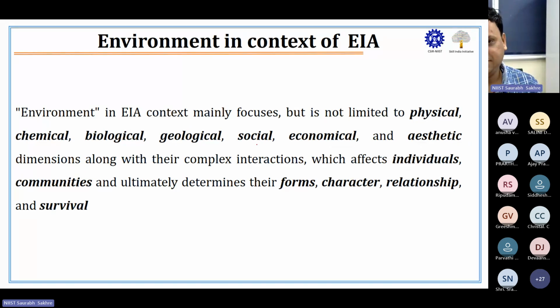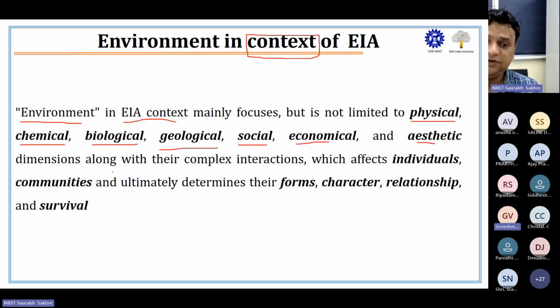Now, when we say environment, first we need to understand that in EIA, the context of environment is different. In general terms, whatever surrounds us is our environment, right? But when I'm doing EIA, I should focus on certain components of the environment which I'll include in my EIA report. Environment in the EIA context mainly focuses on, but is not limited to, the physical, chemical, biological, geological, social, economic and aesthetic dimensions, along with their complex interactions which affect individuals and communities, and ultimately determine their forms, character, relationships and survival.